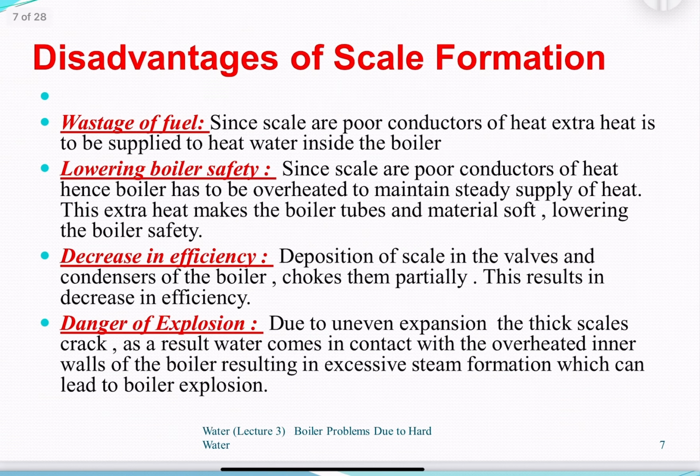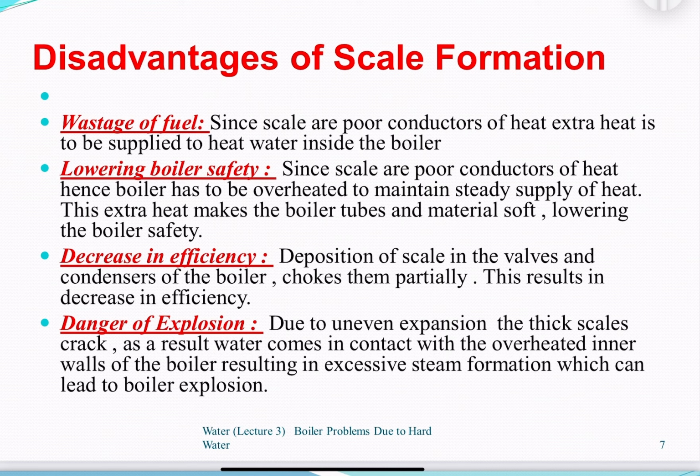Now what are the disadvantages of scale formation in a boiler? As you all know, there will be wastage of fuel because scales will stick to the surface of the boiler. Since they are poor conductors of heat, you need to supply more heat to heat the water. So you are wasting energy. It lowers boiler safety because the boiler has to be overheated to maintain a steady supply of heat. So the boiler material becomes soft, lowering the boiler safety. It decreases efficiency. There is more input of energy and comparatively lesser output.